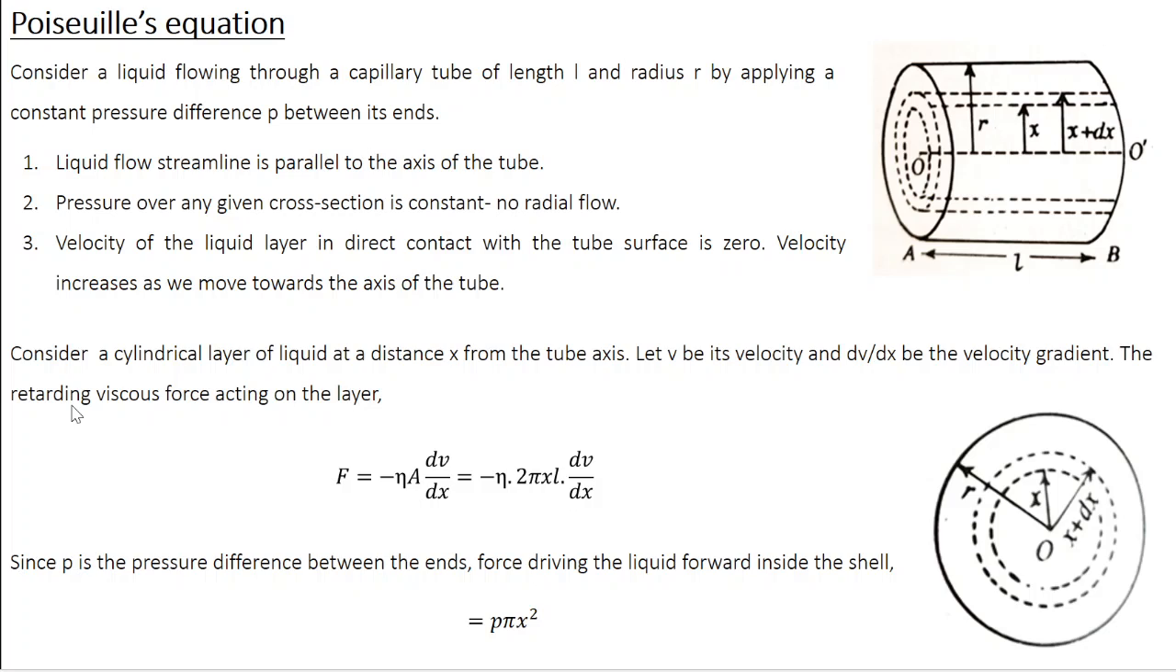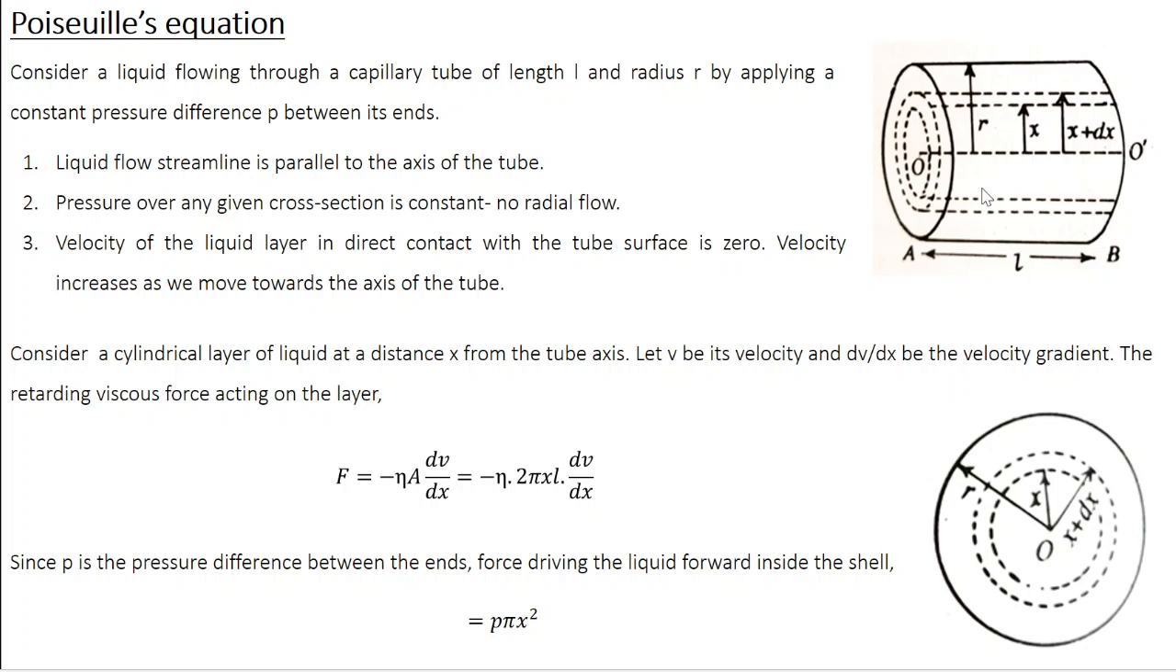And we know the expression for the retarding viscous force acting on this layer, F is equal to minus eta A dV by dx. A is the area of this cylindrical shell. So how do you calculate surface area of a cylinder? You take the circumference multiplied by length. Okay. So if the thickness of the cylindrical shell is very small, then you can neglect dx. So radius is going to be x, circumference is 2 pi x, multiply with the length L, you get the surface area. So area A is 2 pi xL. So F is equal to minus eta 2 pi xL dV by dx.